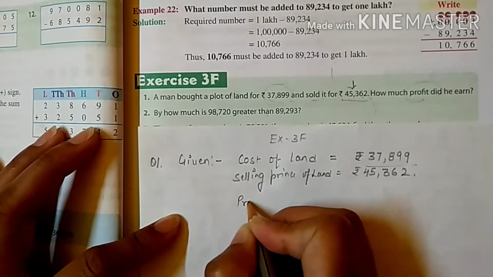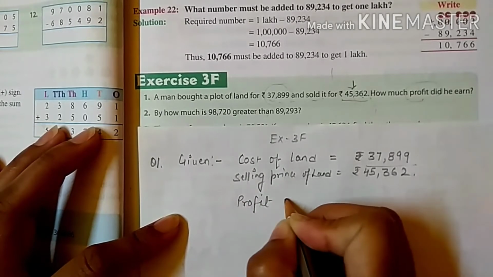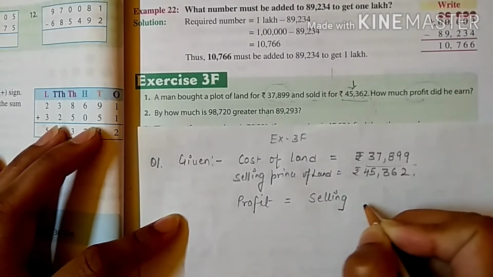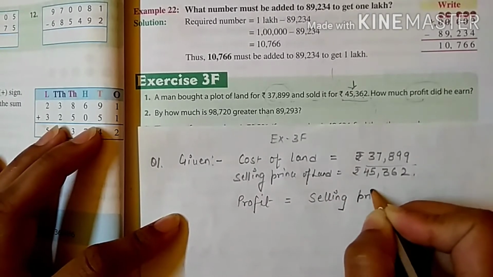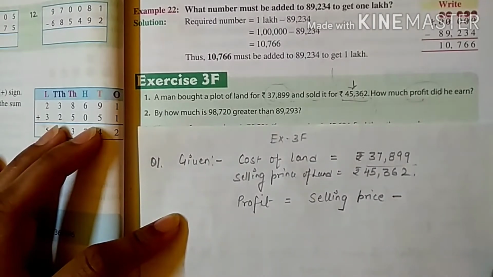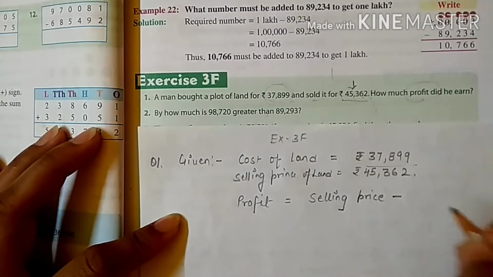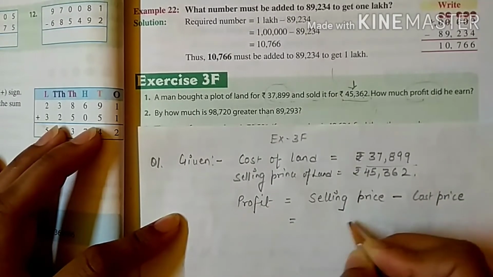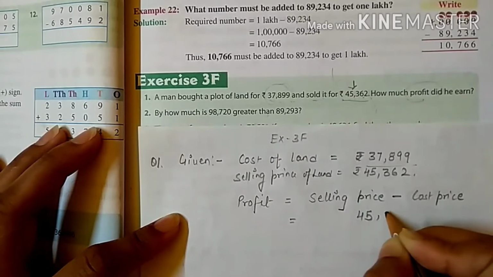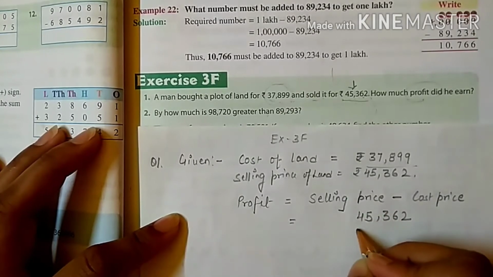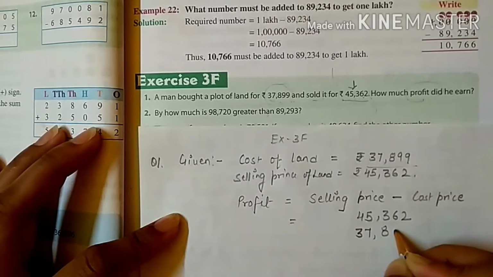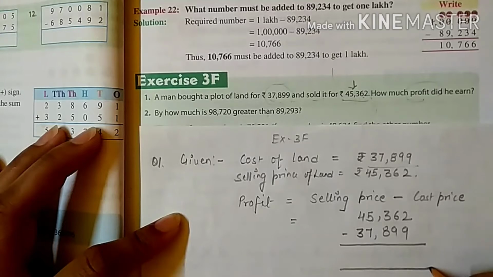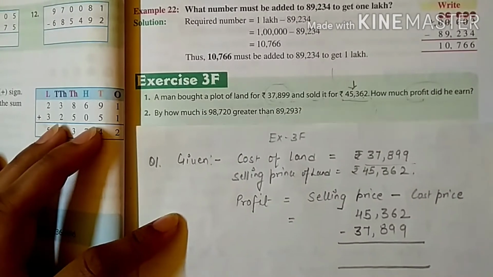So how are we going to calculate the profit? Profit is equal to the price at which we sold the land, that is the selling price, minus the price at which we bought the plot, that is its cost price. So you have to subtract the cost price from the selling price. After subtracting, you will get the profit here. So do the subtraction by yourself and calculate the profit.